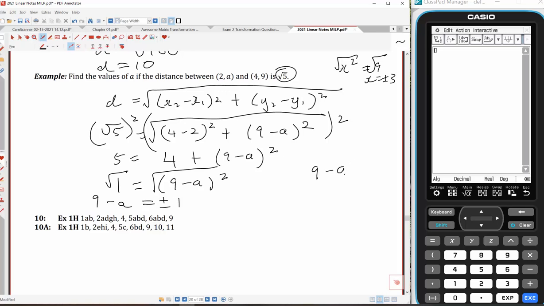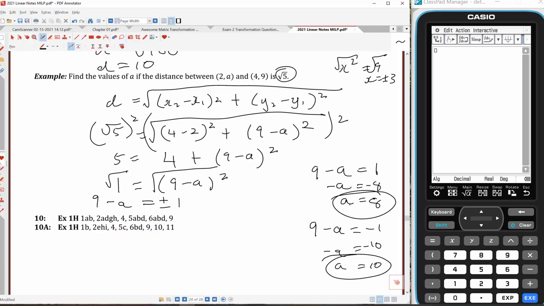So I'm going to say that 9 take A could be positive 1, in which case negative A, so I'm going to solve it using some algebra here, is equal to negative 8. A is equal to 8. So there's one possible solution. The other one is 9 take A equals negative 1. I'm going to subtract 9 from both sides, and that's negative A equals negative 10, so A equals 10. All right, so they're my 2 possible solutions.